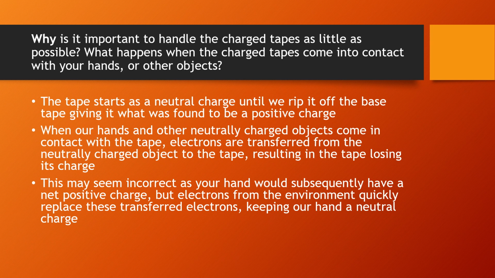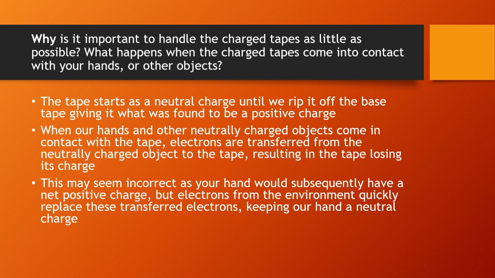So the second question asked us is, why is it important to handle the charged tapes as little as possible? What happens when the charged tapes come into contact with our hands or other neutrally charged objects? Well, the answer to this is simple. The neutrally charged objects transfer electrons to the positively charged tape, balancing out the charge of the tape and really making it lose its charge altogether.